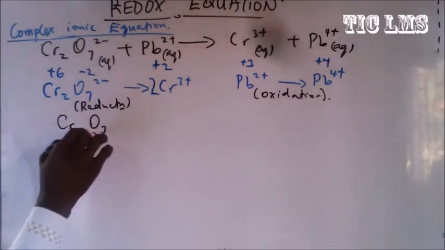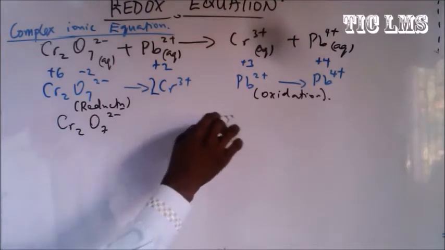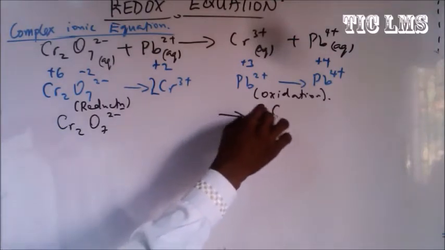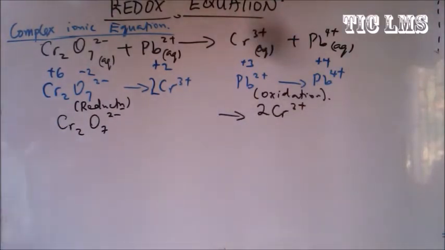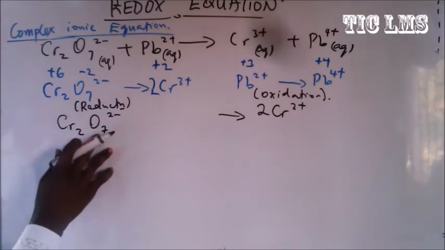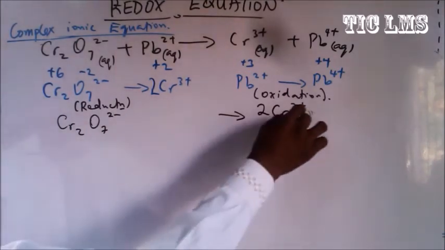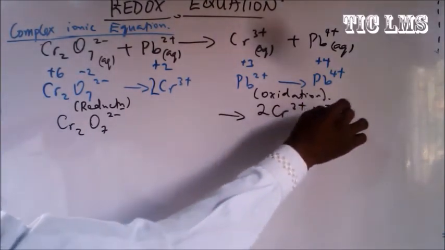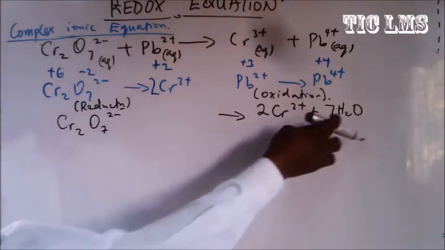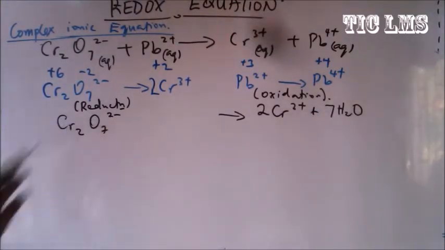We have Cr2O7 2- which has become 2Cr3+. We have 7 atoms of oxygen here, and to balance on this side, since it is an acidic medium, we'll add 7 moles of water, meaning that we now have 7 atoms of oxygen here and we have 7 atoms here.